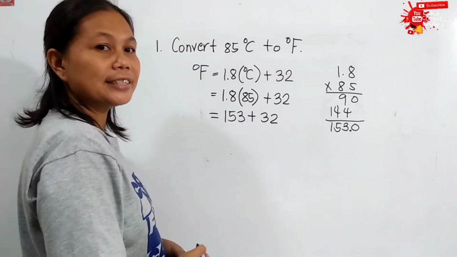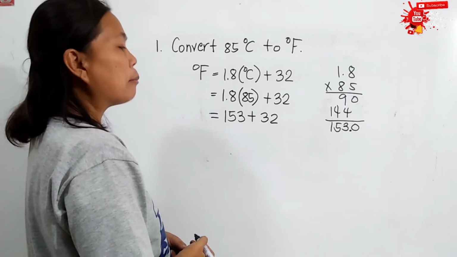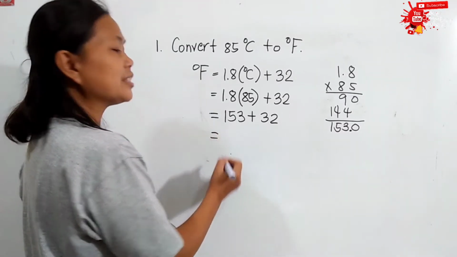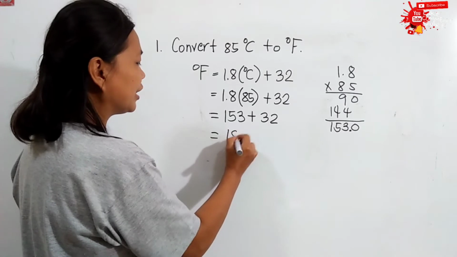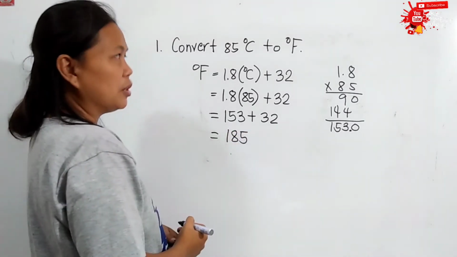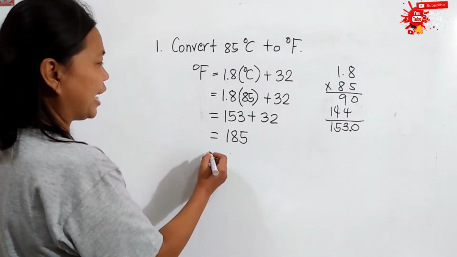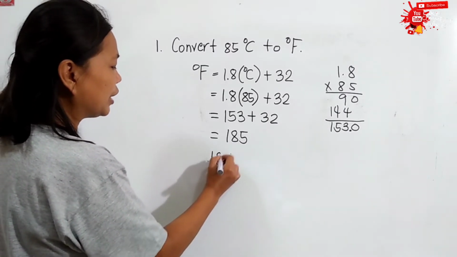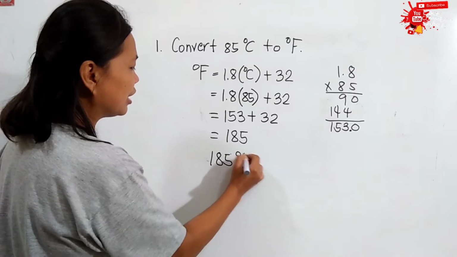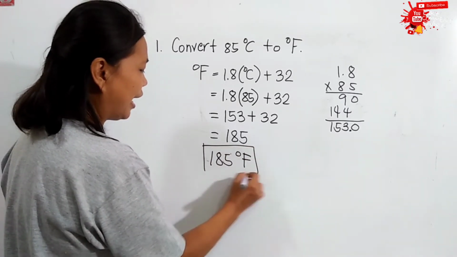So we have here 153 plus 32. What will be the sum of 153 plus 32? It is equal to 185. So the conversion of 85 degrees Celsius to degree Fahrenheit is equal to 185 degrees Fahrenheit.